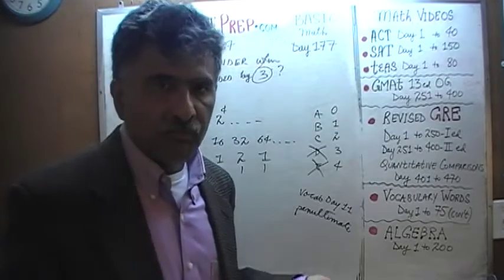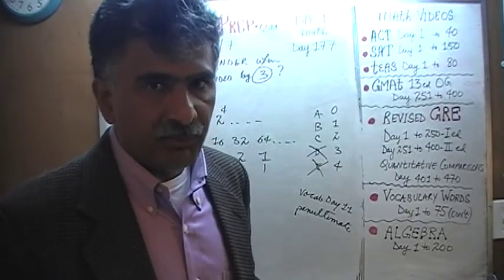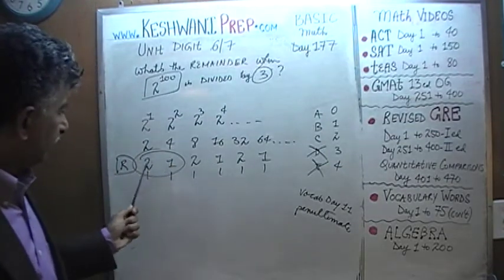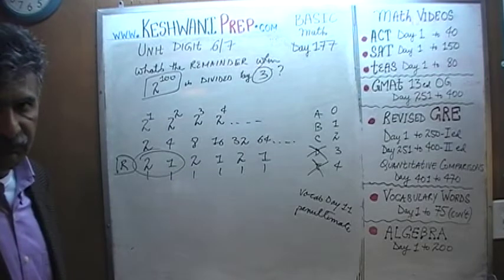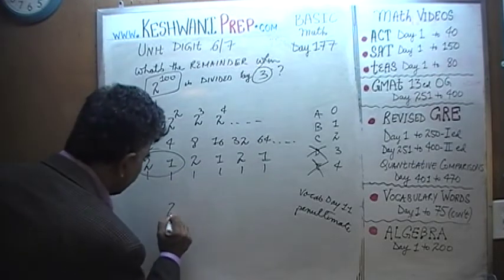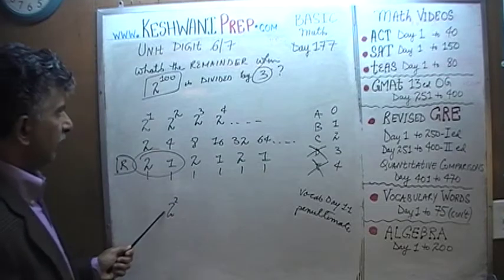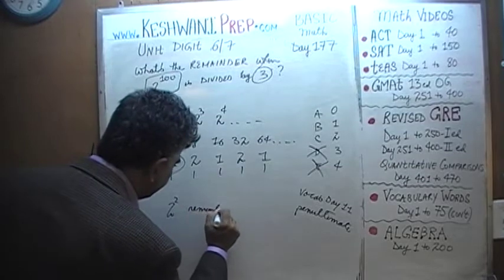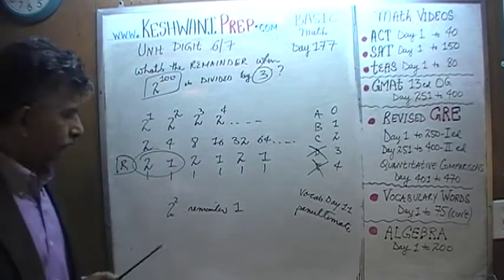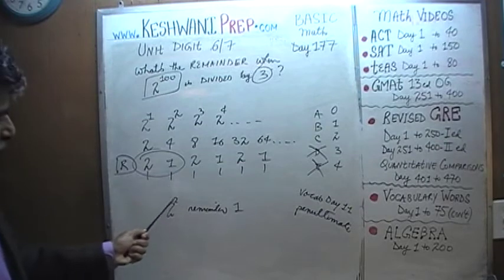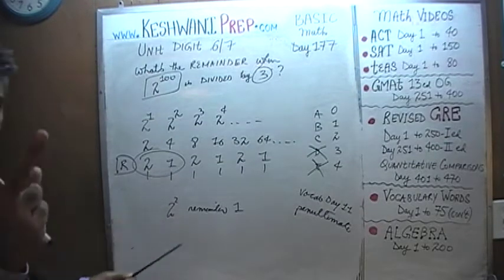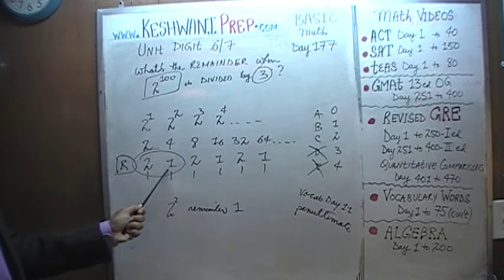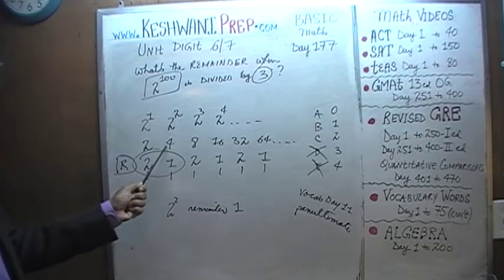This is a baby version of the question that we'll do tomorrow. The second reason is because the cycle that repeats only has two members, 2, 1, 2, 1, that's it. So 2 raised to 2, when you divide that by 3, the remainder is going to be 1, because 2 raised to 2 is the end of the cycle. The cycle is made up of two beats. 2 raised to 1 will have a remainder of 2, 2 raised to 2 will have a remainder of 1. 2 raised to 2, as we can see, is 4.